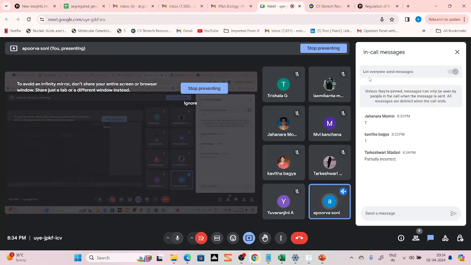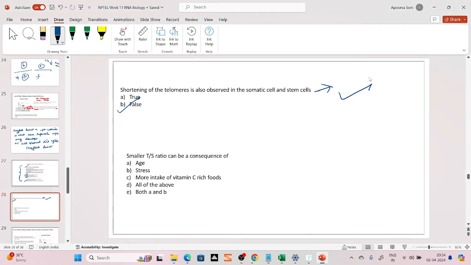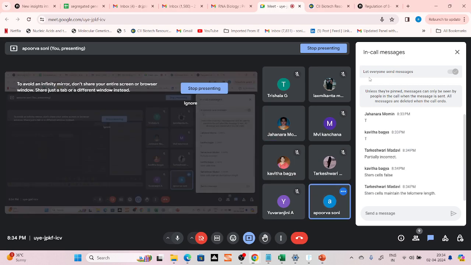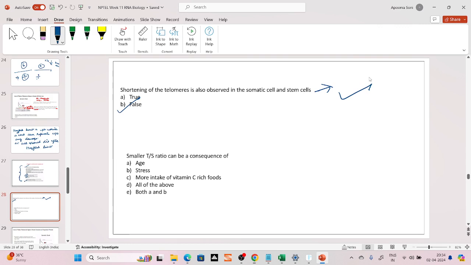Partially incorrect. What is the incorrect thing over here? The incorrect statement over here is stem cells. Yes. So the answer would be false. So that's why I have made this question. I myself made this question.